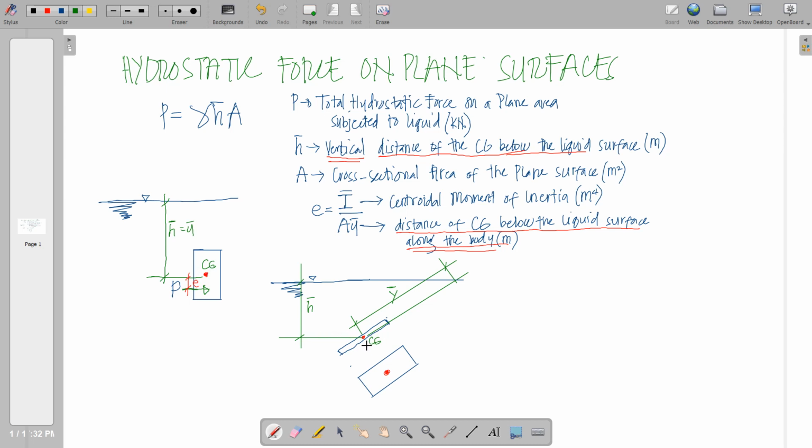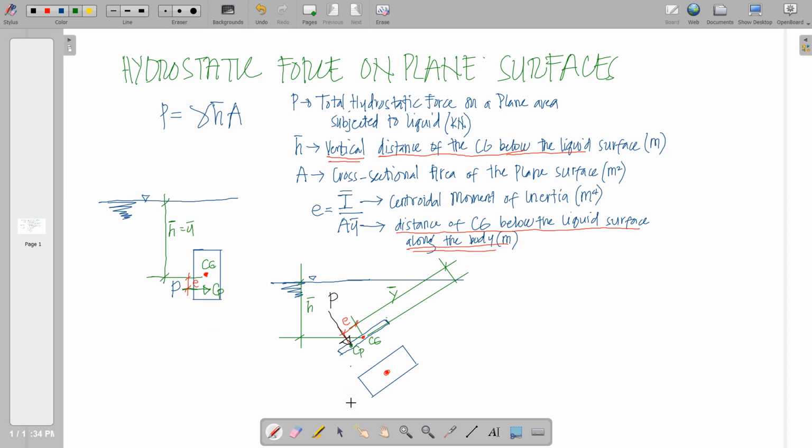Now, just the same, from the center of gravity, we just have to measure a dimension e to locate our hydrostatic force. Say that would be our hydrostatic force. Notice that hydrostatic force is always perpendicular to the plane surface. And by the way, this location from the center of gravity up to the location of our hydrostatic force is denoted by Cp, or the center of pressure.